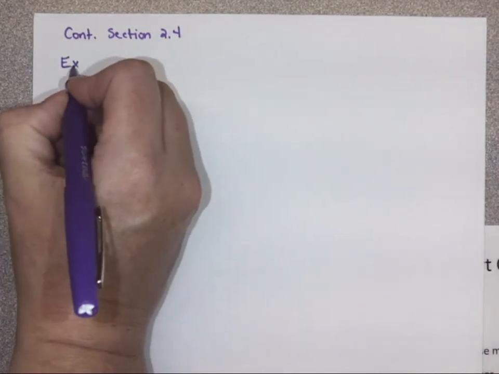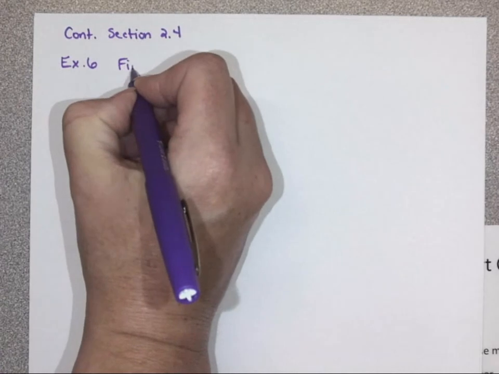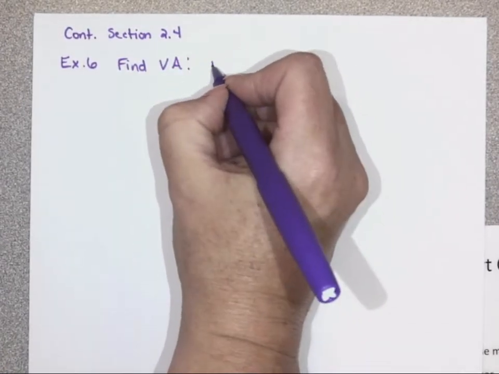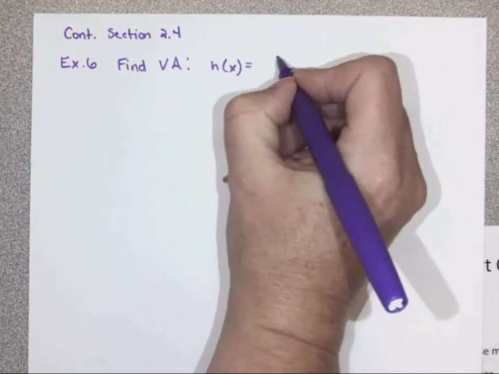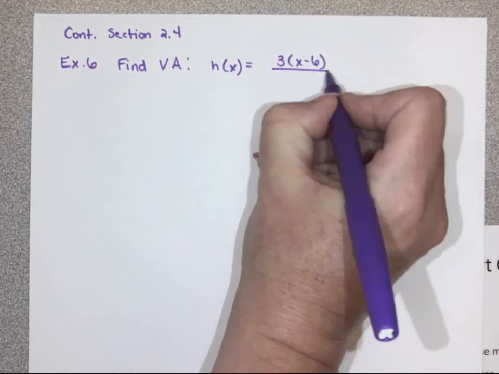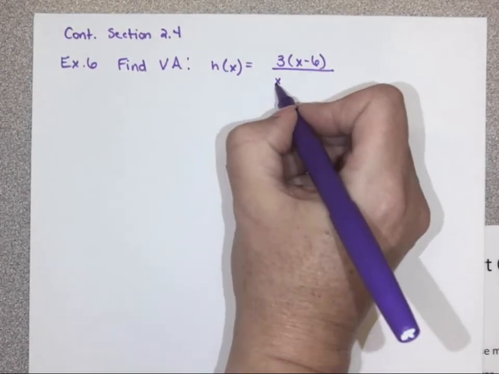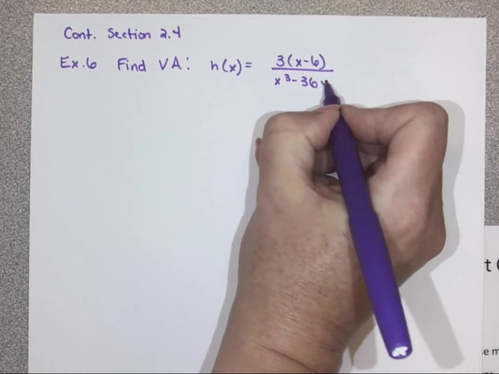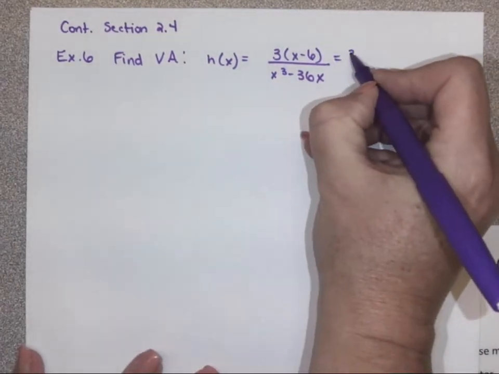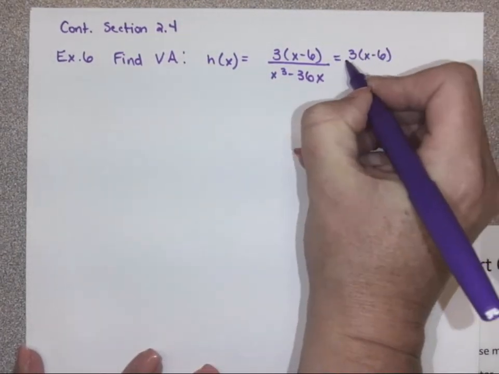All right, so let's look at one more where I want you to find the vertical asymptote. Let's say the function that I want you to look at is 3 times parentheses x minus 6, and then over x cubed minus 36x. Okay. So our process for finding vertical asymptotes is always to simplify first and then see what would make the denominator 0. Okay, so notice the top is already factored for us. We don't have to do a whole lot of work on that.